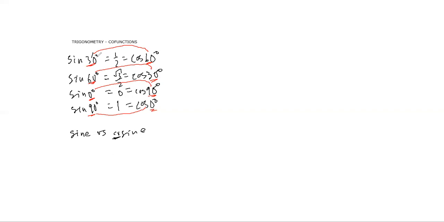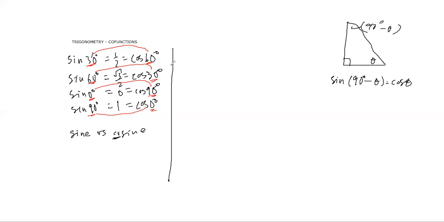So what you will notice here is that from that little triangle that I drew, it will not be that accurate this time because I'm using freehand drawing, 90 minus theta. We established that if I have sine of 90 minus theta, I'm going to get cos theta. And that is exactly what is happening here.